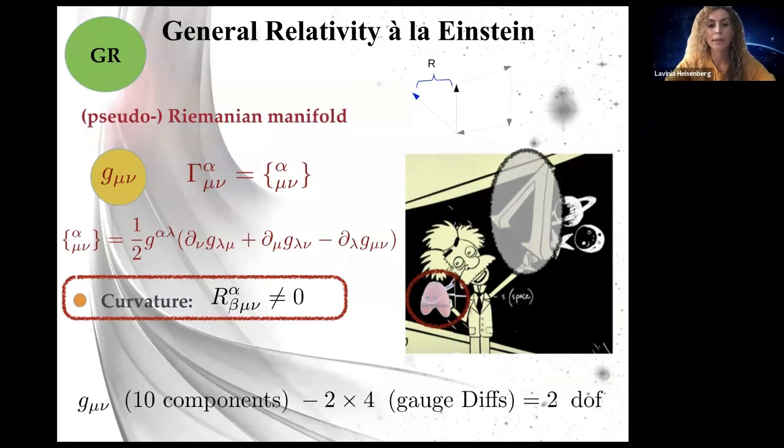So, just to do the counting: we have the metric as our fundamental object, which is symmetric, so it has 10 components. But the Einstein-Hilbert action has diffeomorphisms, which give rise to 4 first-class constraints, so they remove twice this number of gauge modes, and at the end you have 2 propagating degrees of freedom.